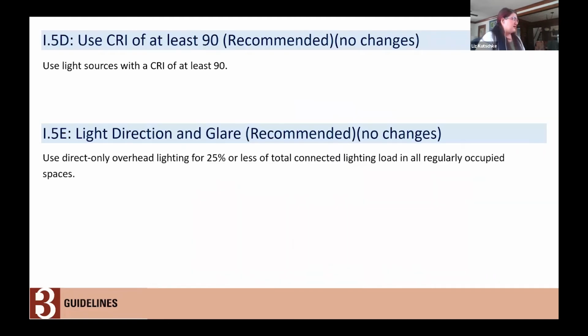To finish out the discussion of the guideline, we still have our 2 recommended measures, which are not changed. Those are to use a color rendering index slightly higher to support human well-being and also visual comfort and display of things. And then again, for glare for visual comfort, for glare for electric lighting, to use direct only overhead lighting for 25% or less of the total connected load. So we're recommending primarily indirect lighting for spaces there.